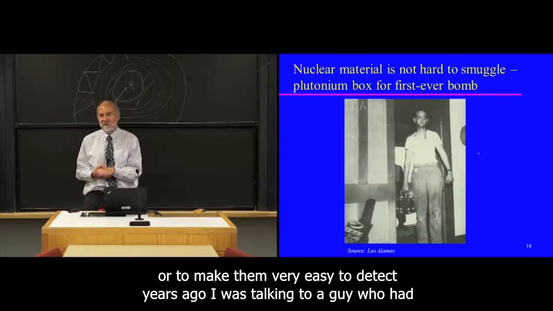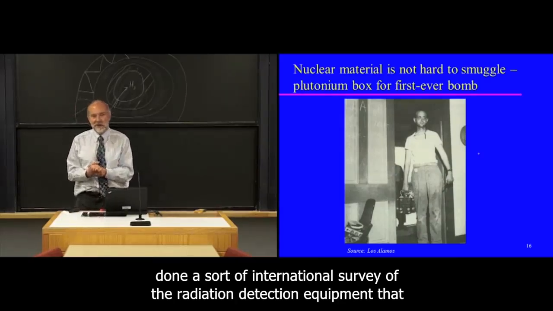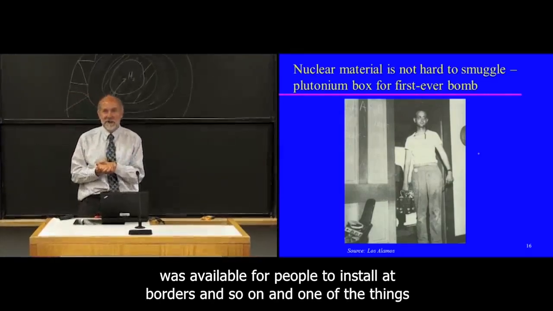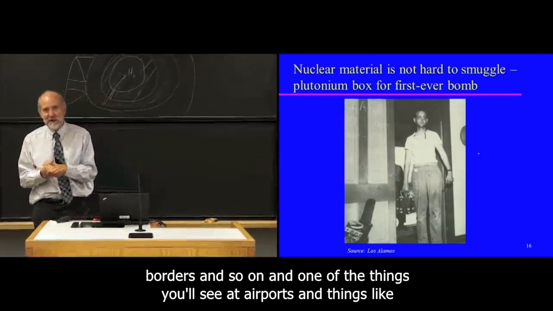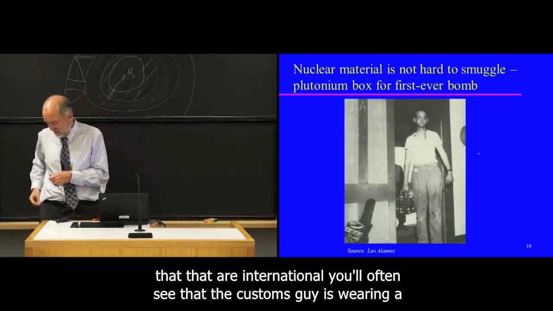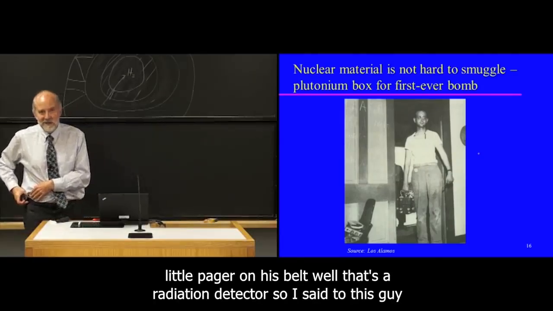Years ago, I was talking to a guy who had done a sort of international survey of the radiation detection equipment that was available for people to install at borders and so on. And one of the things you'll see at airports and things like that that are international, you'll often see that the customs guy is wearing a little pager on his belt. Well, that's a radiation detector.